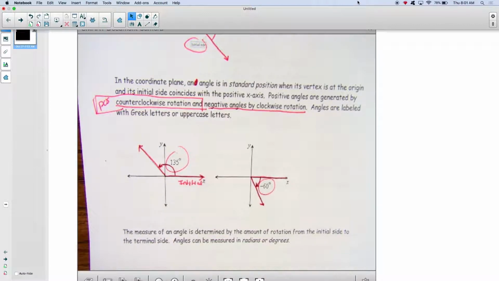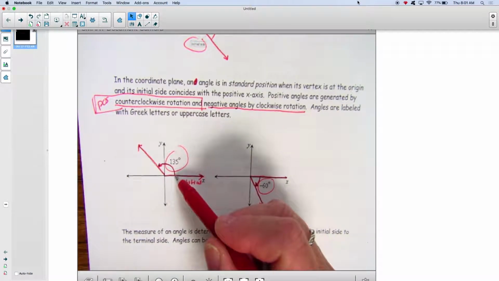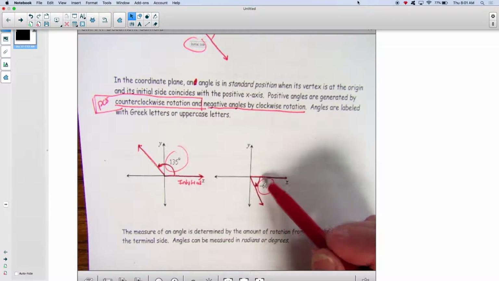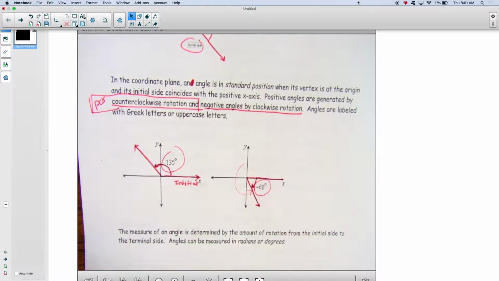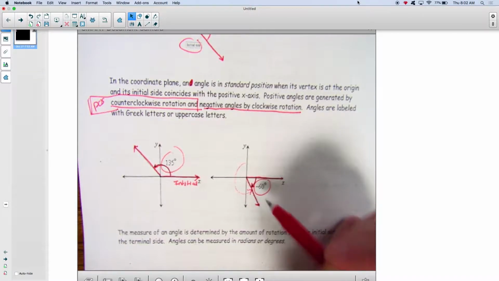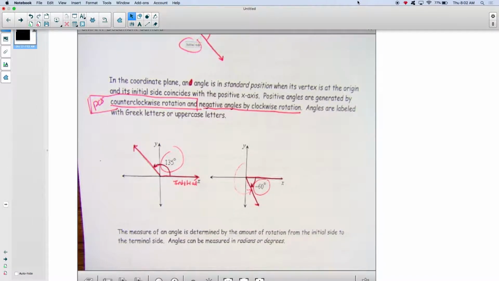On the test and quiz, I'll ask you to draw an angle. What's important is you show me how you rotated, what direction you went, because this one here could also be a positive angle going this way. Okay, so you've got to show me the direction. You've got to show me the terminal side also.